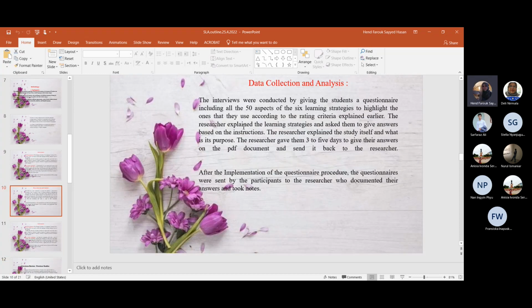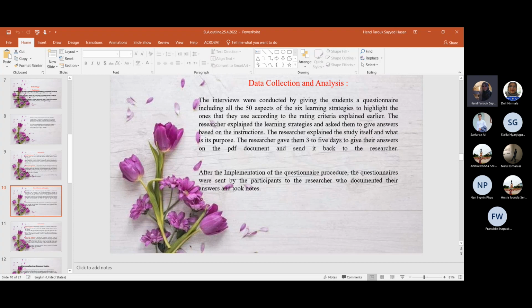Data collection and analysis. The interviews were conducted by giving the students a questionnaire including all the 50 aspects, as explained, to highlight the ones that they use according to the rating criteria explained earlier. The researcher explained the learning strategies and asked them to give answers based on the instructions.